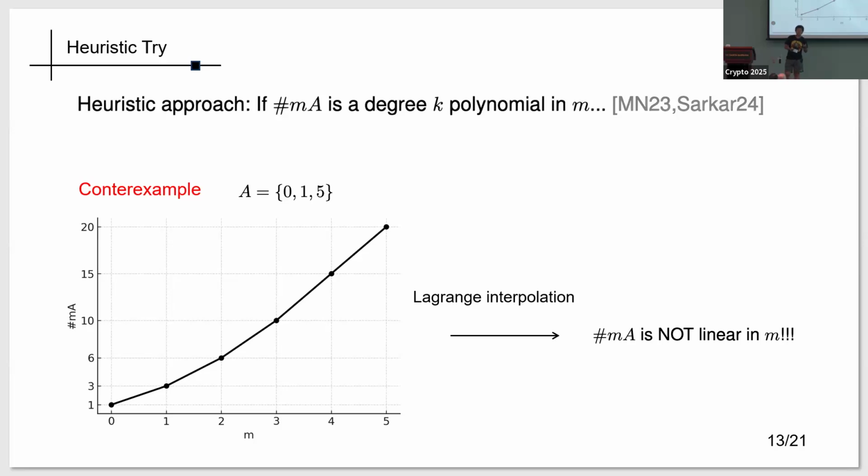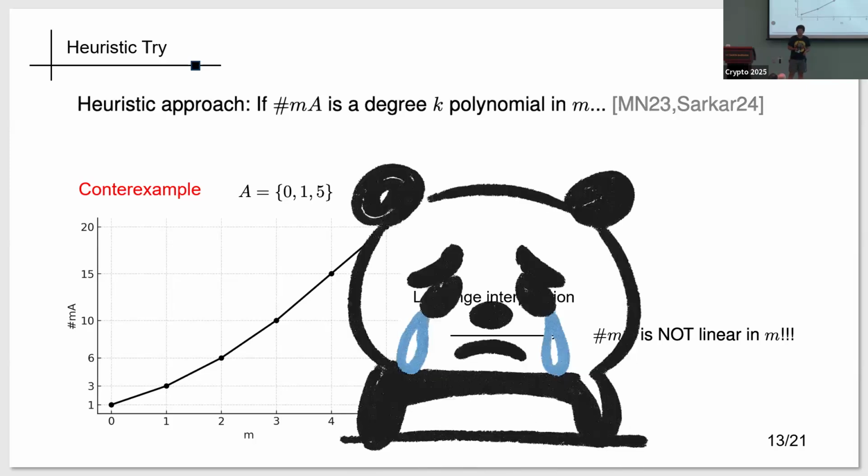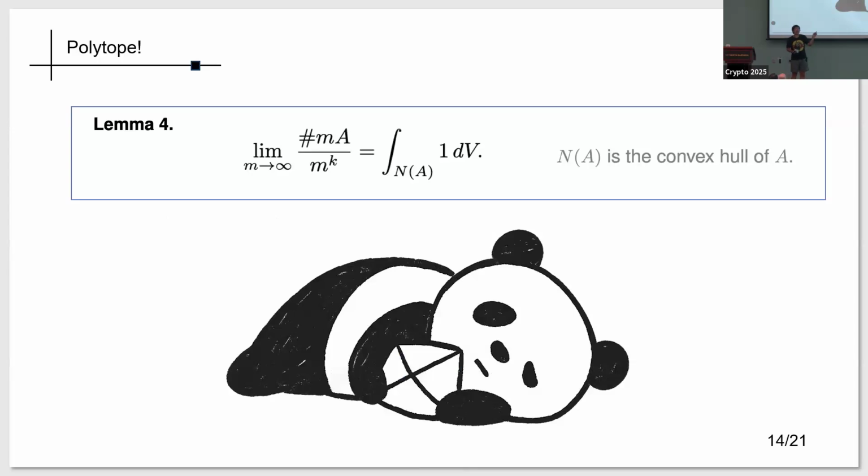For A equals {0, 1, 5}, from their heuristic, the size of mA should be linear in m. But from this figure, we can see it's not. So I think people shouldn't use a heuristic approach to compute the Coppersmith method bound. But that aside, now this is our result. We prove the limit is an integral, so there is some geometry behind the limit.